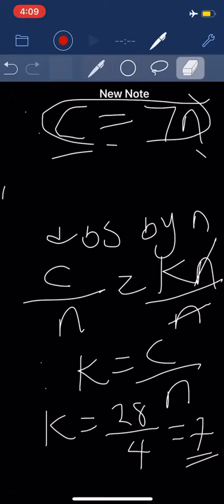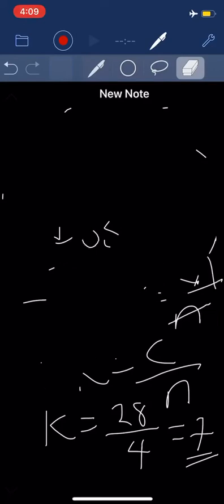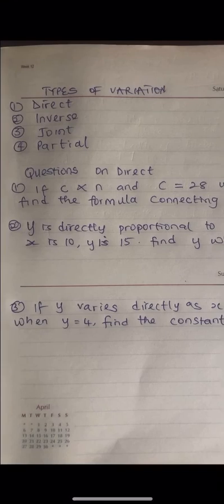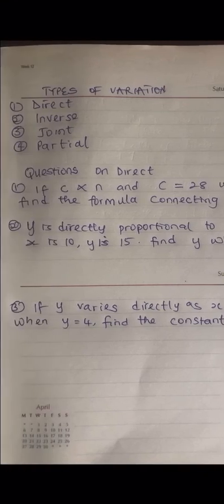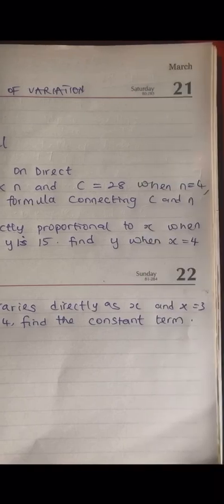This is my equation. This is the relationship that's given to. So the question says find the relationship, find the formula. This is the relationship, this is the formula. So quickly we'll go to the next example. Okay, I'm trying to be very fast. The next example says y is directly proportional to x. When x is 10, y is 15. Find y when x is 4.